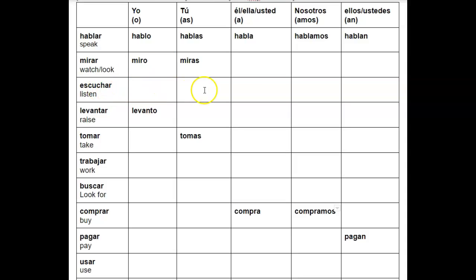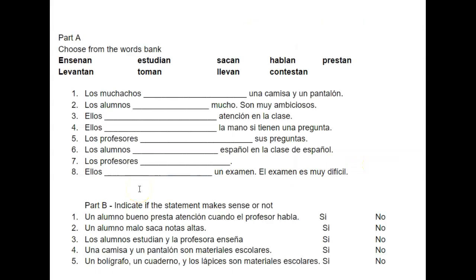Yo escucho, tú escuchas, él y usted escucha, nosotros escuchamos, ellos escuchan. Yo trabajo, tú trabajas, él, ella, usted trabaja, nosotros trabajamos, ellos, ustedes trabajan. So we've got our verbs. Now we're going to try and use them with some of the new vocab to complete these.